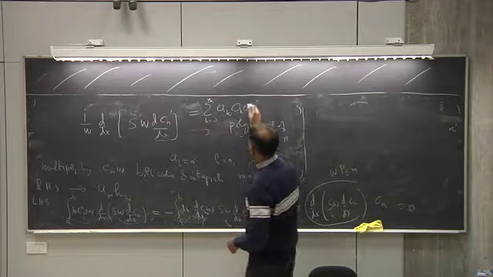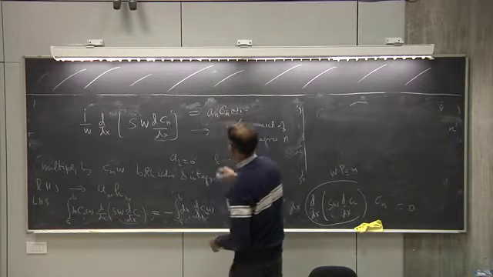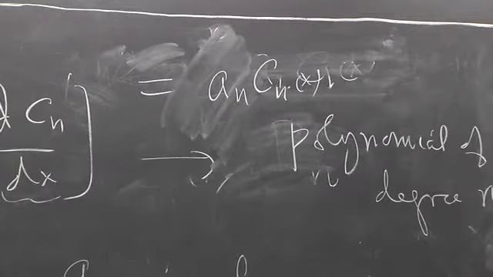So from this entire thing, what is left over finally is simply a_n C_n(x). If you take it to the other side, you see that you get a second order differential equation for C_n. Okay.